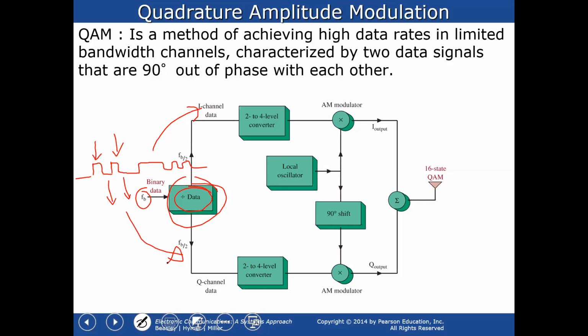These two-level outputs are going to be converted to what we call 4-level baseband streams. And the result of that will be amplitude modulated through a local oscillator. So this local oscillator here is directly modulated with the output of the converter, and then I'm going to phase shift that oscillator and modulate it with the output of the other converter. The one that's in phase is going to be your I output. The one that is 90 degrees out of phase is going to be your Q output.